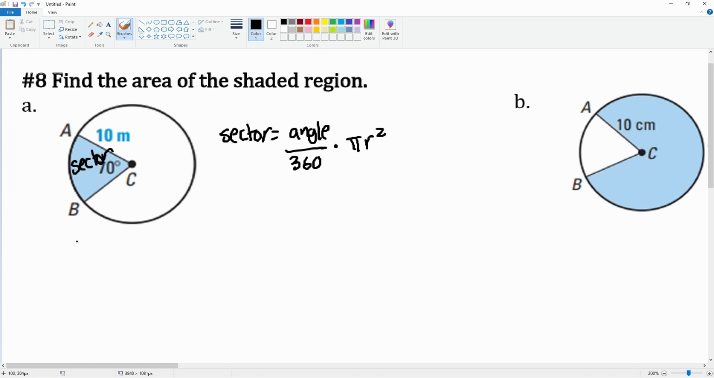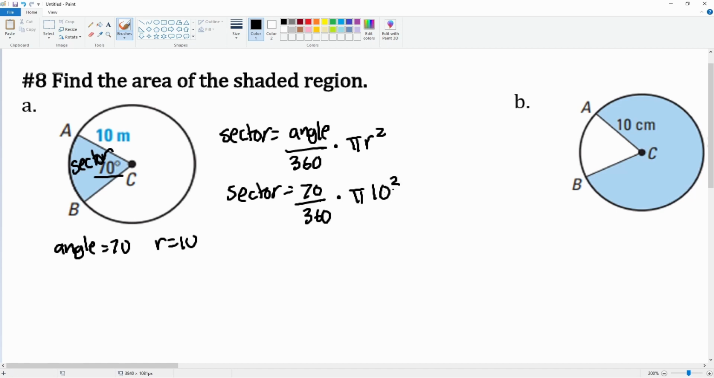So we have the angle. The angle is going to be 70 degrees. They tell us right here, 70 degrees. And the radius is 10. You just plug that in. Sector is going to be equal to 70 over 360 times pi r squared, which is 10 squared.